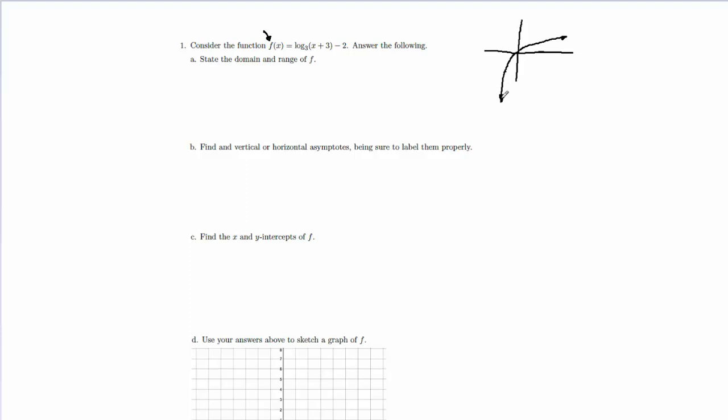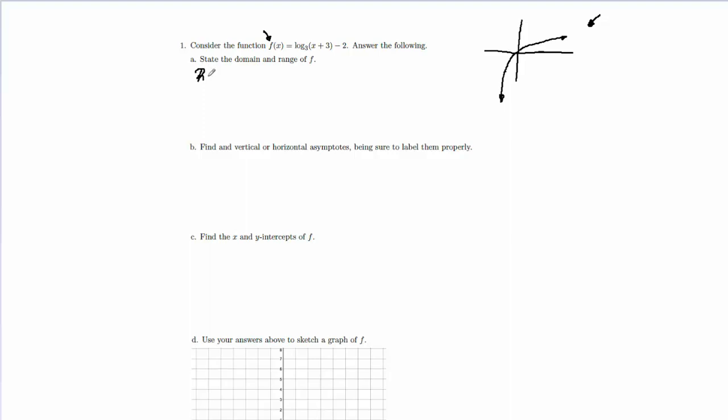So, if we know how to approximate the graph of the function that we expect, we have already started analyzing the function. The next thing that we need to know is what is the vertical asymptote. So let's work on some of the details. State the domain and the range of f. What we need to remember.